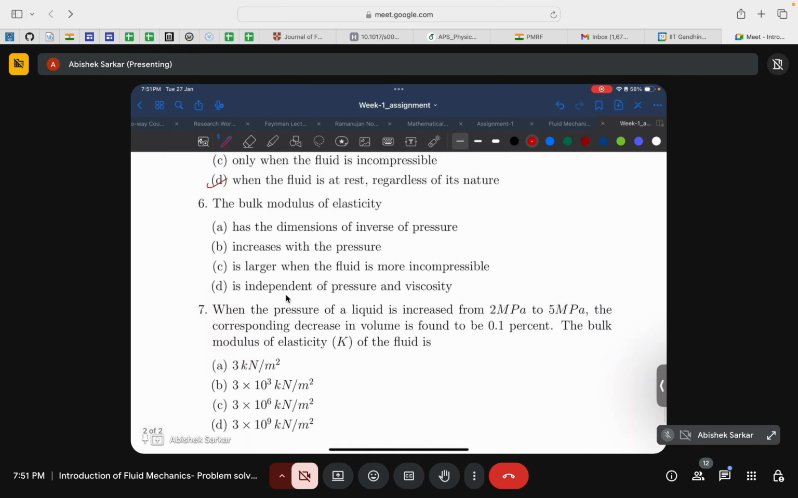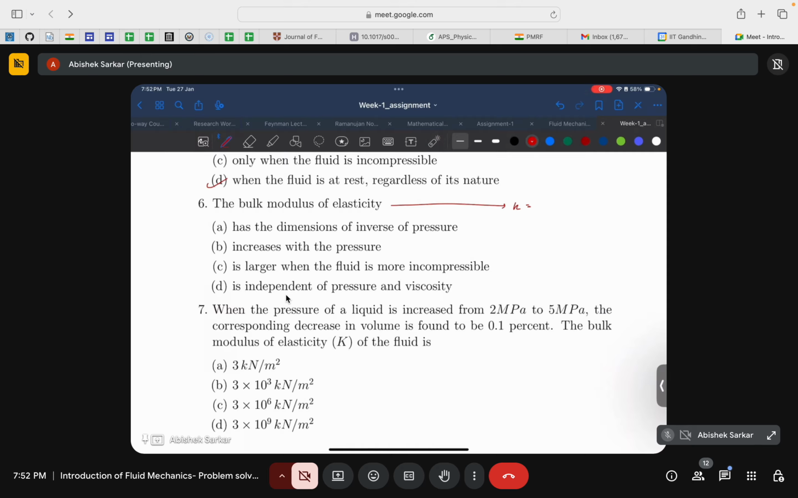Okay, so this is, I think, a bit tricky, so let us look into it. The bulk modulus of elasticity: A, has the dimensions of inverse of pressure; B, K increases with pressure; C, is larger when the fluid is more incompressible; and D, is independent of pressure and viscosity. This is something related to solid mechanics. If you have taken a solid mechanics course in class 11 and 12, at least in India, we usually discuss it. So let me just define it.